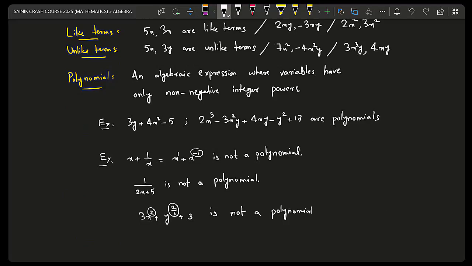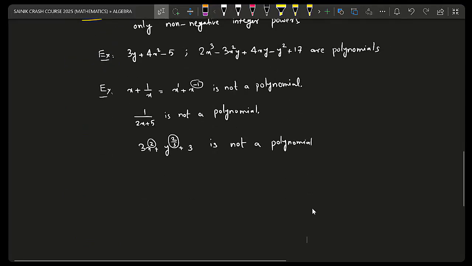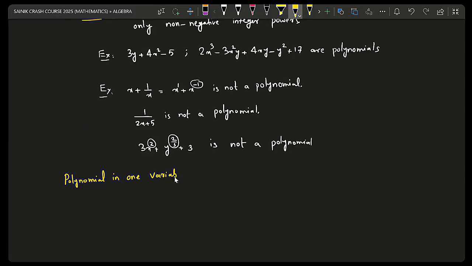Okay. Next, a polynomial in one variable and a polynomial in two variables. What is this? Polynomial in one variable. What do you mean by this? It should be a polynomial written using only one variable. For example, 2x square plus x minus 2. This is a polynomial in one variable, that is x. There are no other variables used.